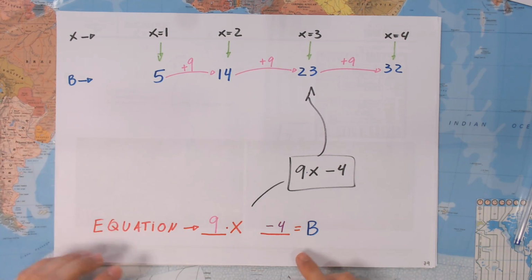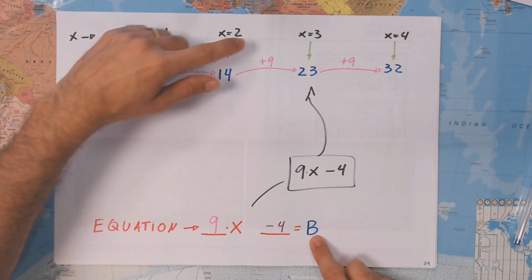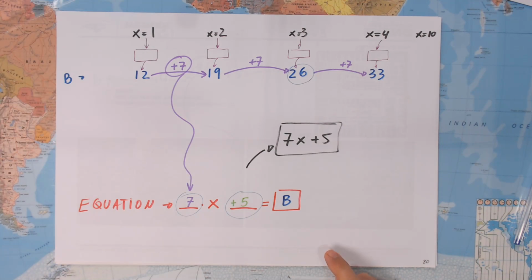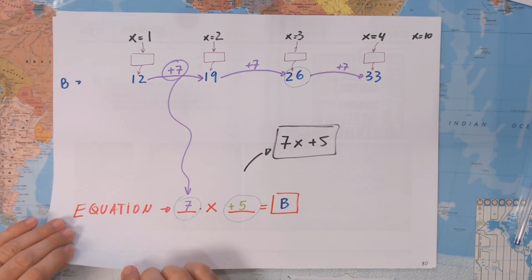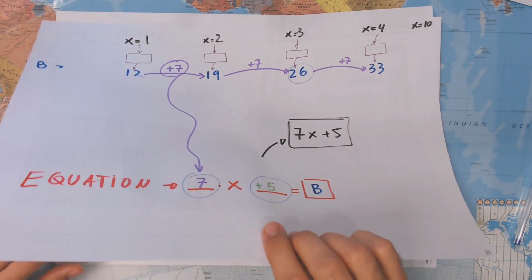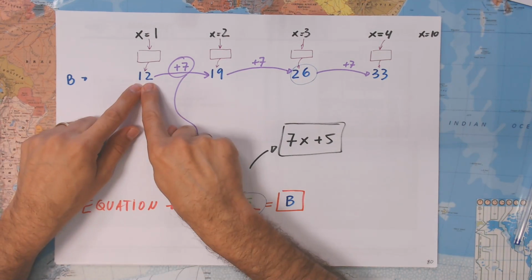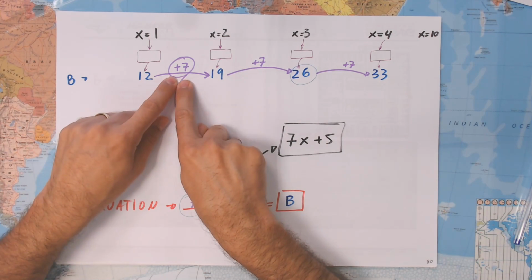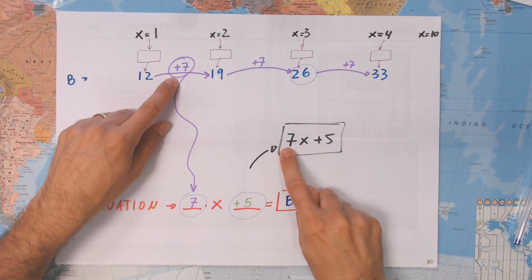You can just check for x equals 2, it must return 14. For x equals 3, it must return 23. And I'm just going to take one more, and that's it. Let's take this one, for instance. Let's say you have 12, 19, 26, and so on. Well, the common difference is going to be plus 7, right? And that 7 goes along with the x.